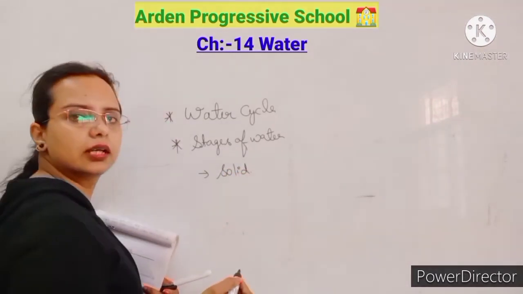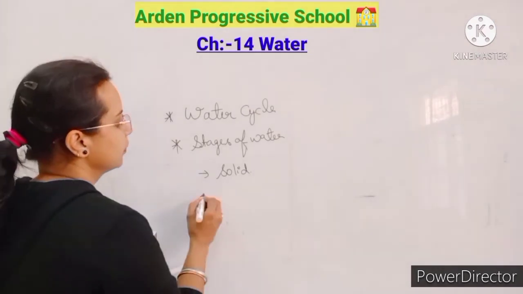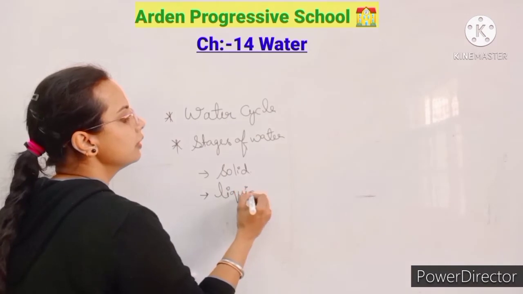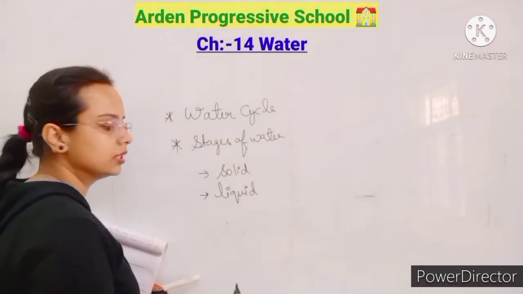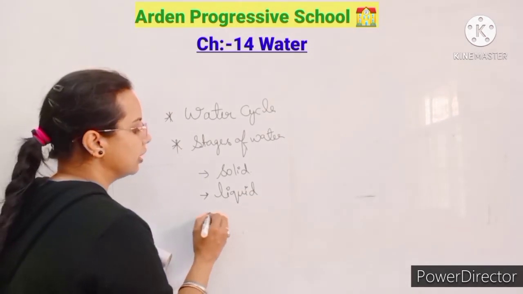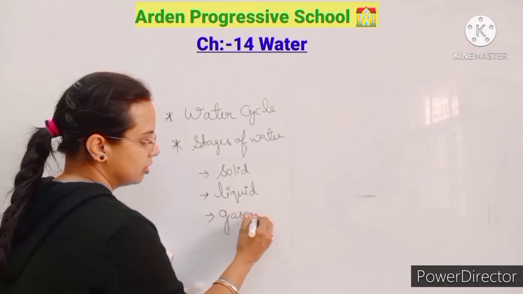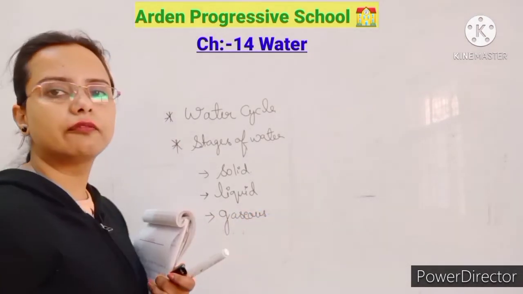Okay, in this state the water remains in an ice form. The next one is the liquid state. That is the simple liquid, or the water that we drink, and we use for other purposes. So that is the liquid state, and the third state is the gaseous state. In this state, the water becomes vapor.